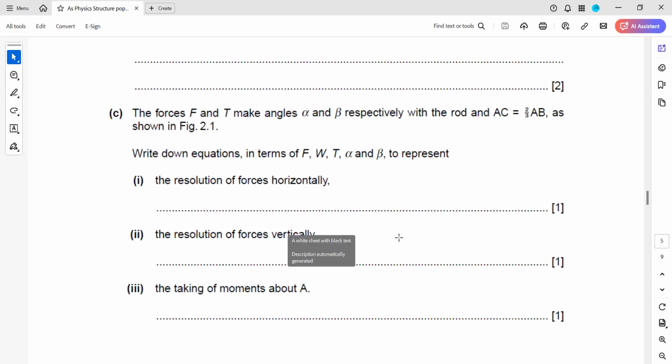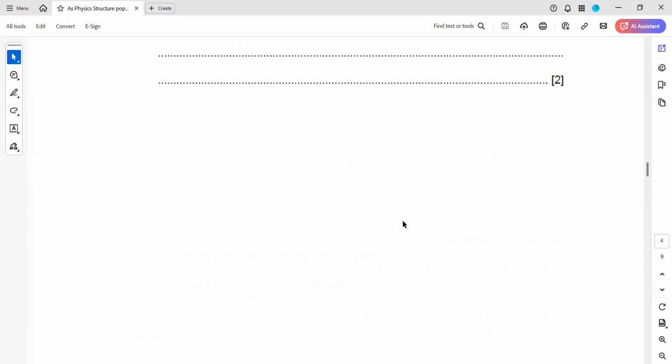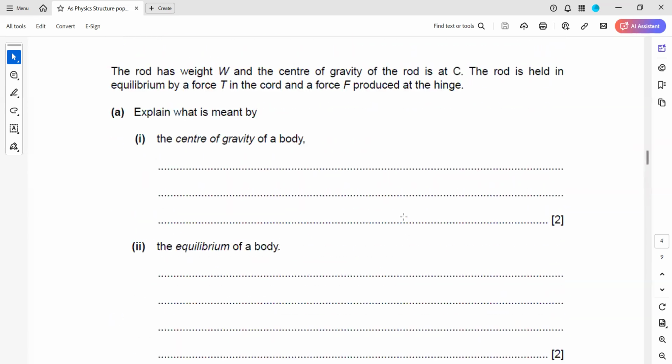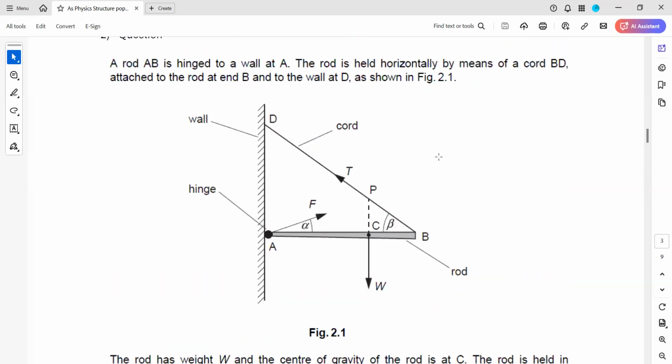So if we resolve the forces horizontally, this is with an angle, so this will be equal to F cos alpha, and this is opposite to the angle, that will be equal to F sin alpha. For T, this is with an angle, so this will be equal to T cos beta, and this is opposite to the angle, so this will be equal to T sin beta, and the weight is acting downward.